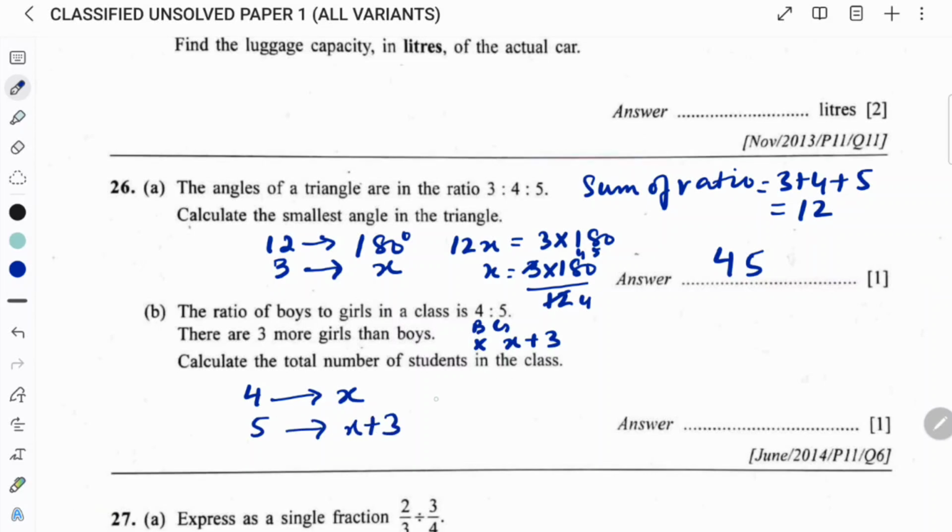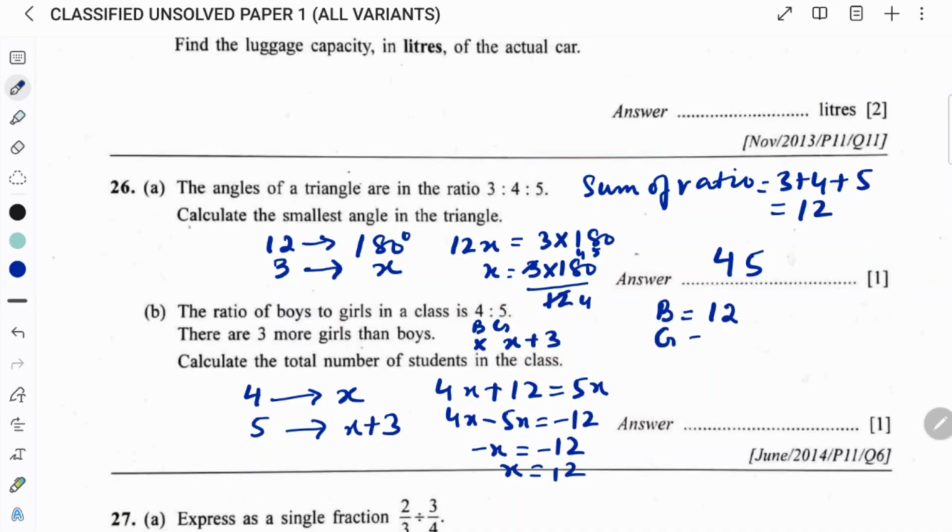So cross multiply, then it will be 4 times x plus 3, which means 4x plus 12 is equal to 5x. 4x minus 5x is equal to minus 12. So minus x is minus 12, x is equal to 12. It means that boys are 12 and the girls are 12 plus 3 because there are 3 more girls, which is 15. We have to find the total. Total is 12 plus 15, equal to 27. So 27 is the answer for this question.